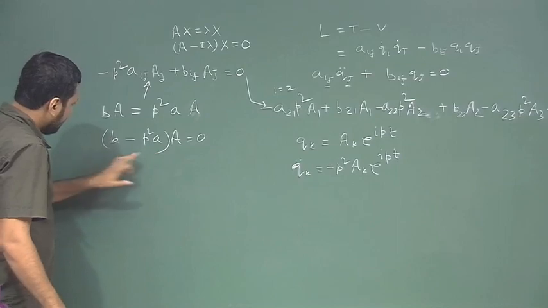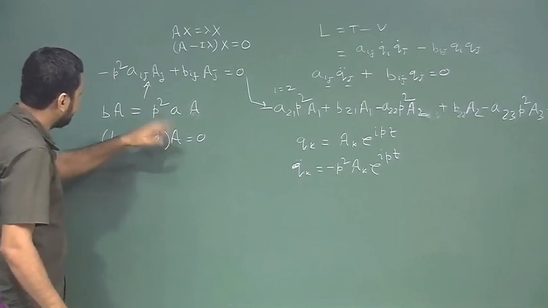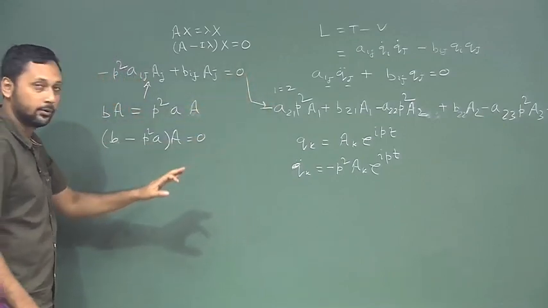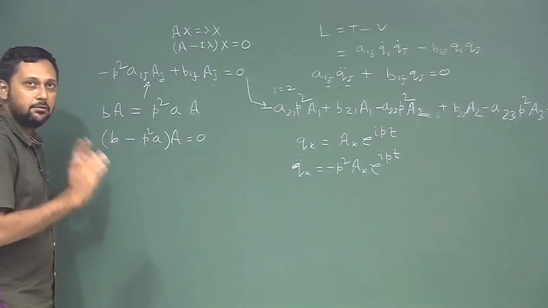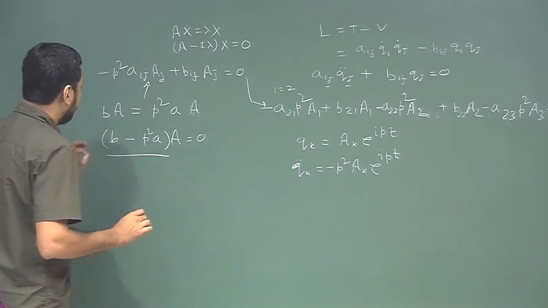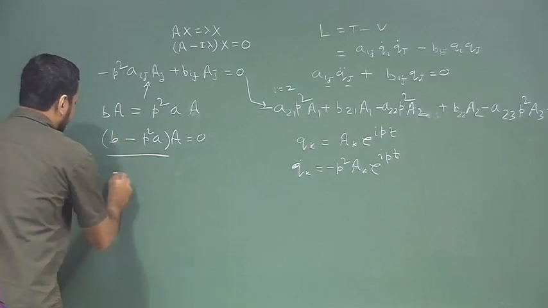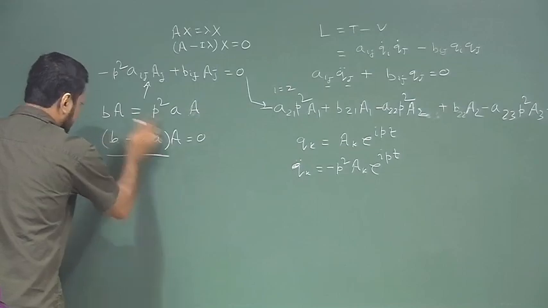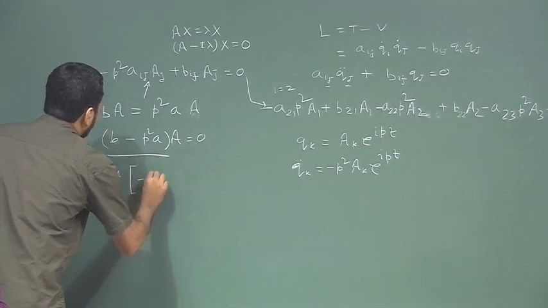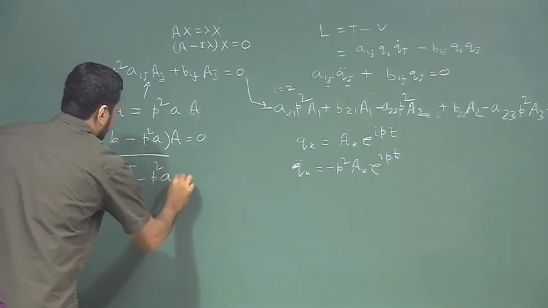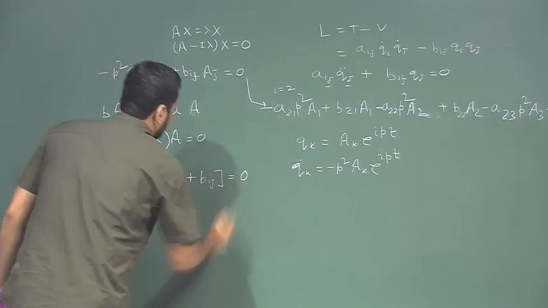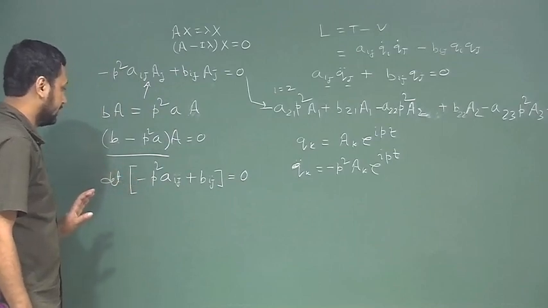So, this is a set of simultaneous equations, like the one we have written here. There will be n such coupled equations, and they will have a solution if and only if the determinant of this matrix vanishes. So, the condition will be that the determinant of minus p square A_ij plus B_ij will be equal to 0, right. So, this is the condition.